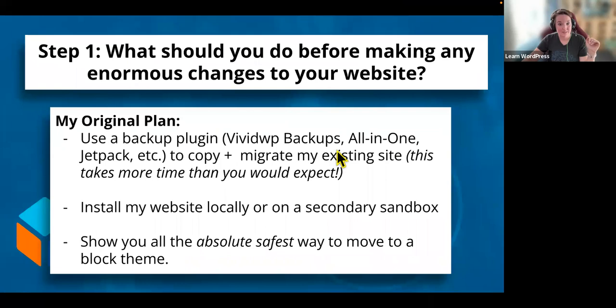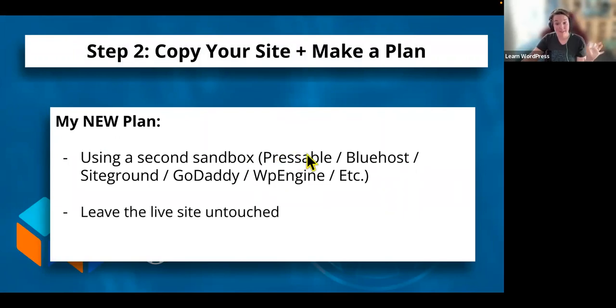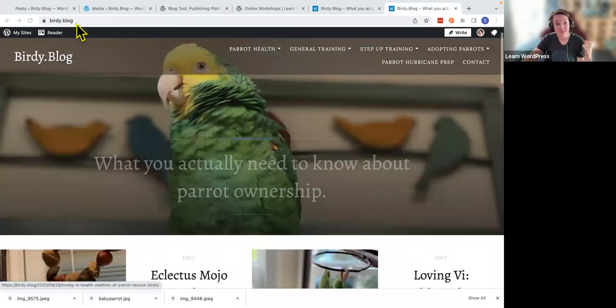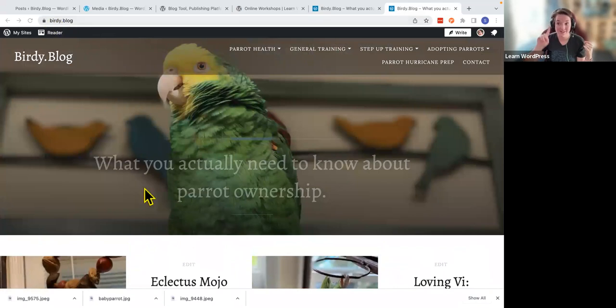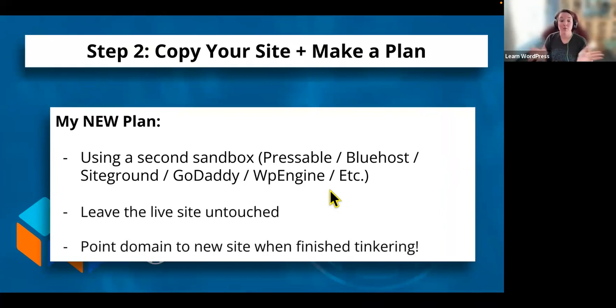So my new plan, as I said, is to use the second sandbox site. Today I'm using Pressable because it allows me to have multiple different websites under one account, which is really handy. I'm going to leave my live website untouched, so every single thing you see me doing isn't going to show up on birdie.blog until I'm ready. When I am ready, I am then going to point birdie.blog, my domain name, to the new site when I'm finished tinkering. That is one way to make sure with utter confidence that your website is 100% ready to go before you make that change.